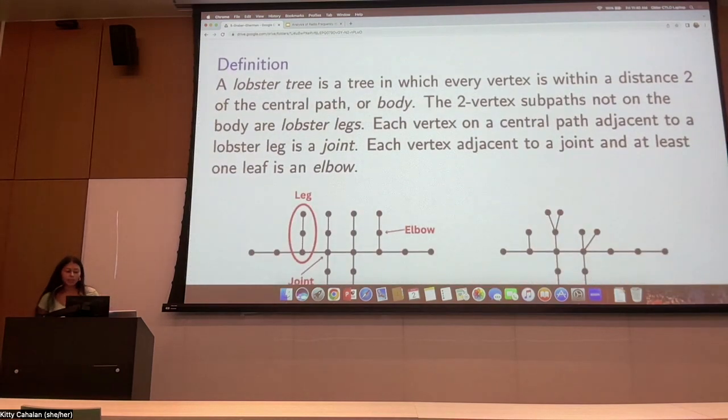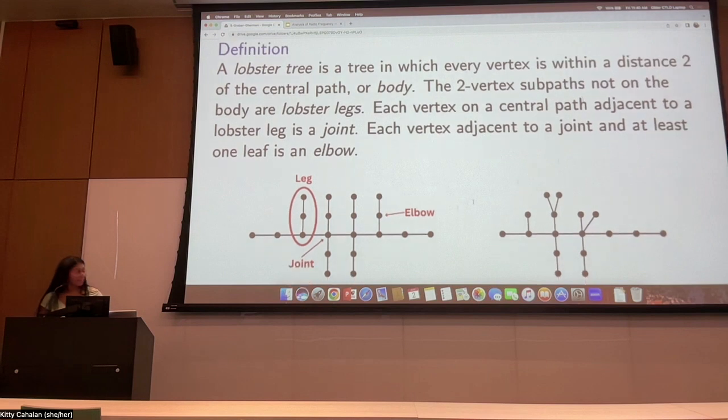Our main focus here was the lobster tree, and lobster trees are trees in which every vertex is within a distance of 2 of the central path, or body. On this diagram right here, this main path is what we call the body for all of our work. And then the 2-vertex subpaths not on the body are lobster legs. This right here is a lobster leg.